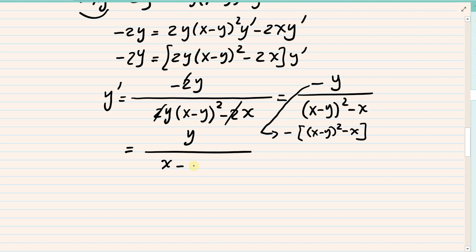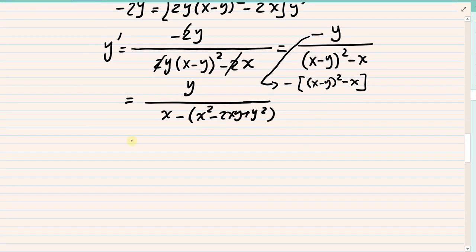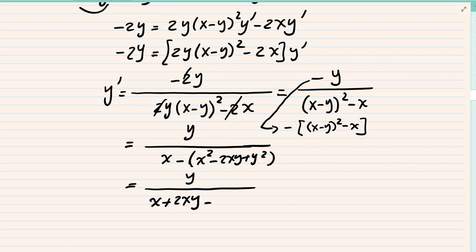We can expand the binomial there. So we're going to get x squared, negative 2xy, plus y squared. And all said and done, the answer is going to be y over, then we're going to have x plus 2xy, right, minus, hold on, let me check. I see what happened. Okay, I need to bring this y in here also. So there you go. That's the y.